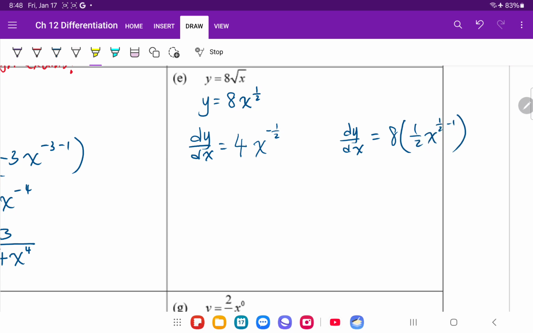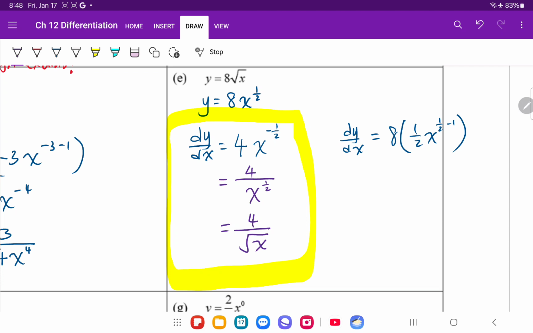Okay, but gradually you must be able to do this part fast already. Anyway, the result is 4 divided by x power positive half. But what is x power positive half? Actually, it is just square root x. This is the final answer.